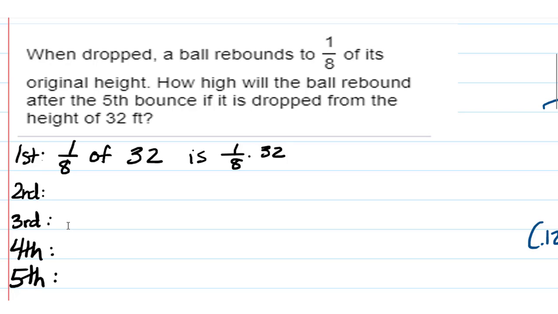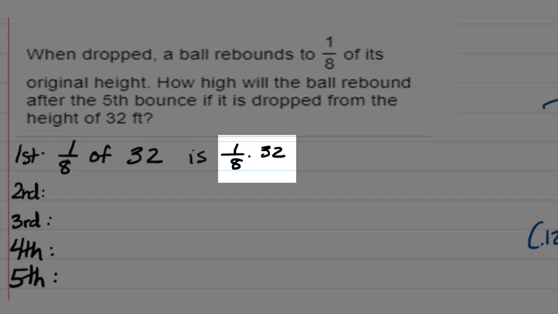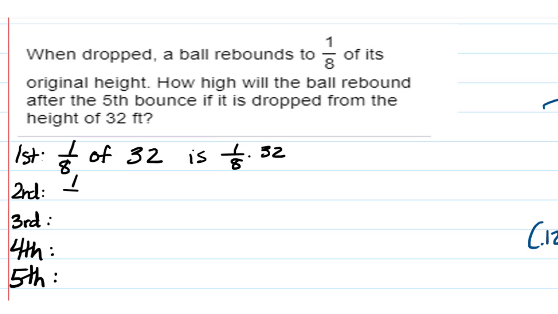First, I'm going to say, okay, on the first bounce, what's 1/8 of the original 32? "Of" always translates into multiply. So 1/8 of 32 is 1/8 times 32. Now I'm not going to work that out, but continue and say whatever that number is, then on the second bounce, we're going to have 1/8 of that number. In other words, that's going to be 1/8 times 1/8 times 32.